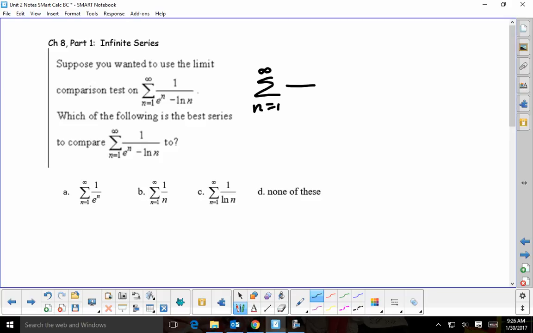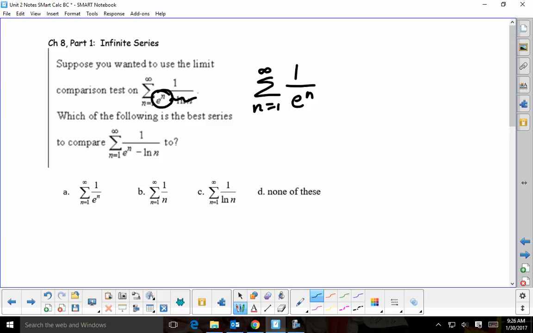What's the biggest on the top, ignoring coefficients? It's just 1. And what's the biggest on the bottom? e^n. So I just ignore all but the biggest as I'm looking at this limit comparison test. And before we jump and say, yeah, I think it's A, let's just make sure it all works out. Just for a review as well, especially since notes didn't go pretty well.